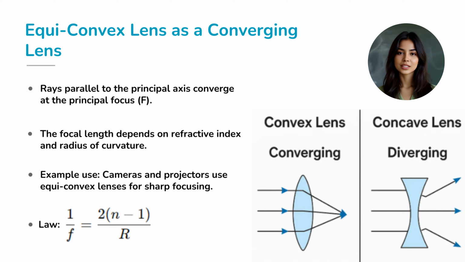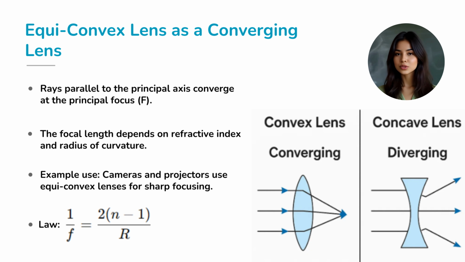Now, what decides exactly where this focus will be? The focal length. And the focal length depends on two things: the refractive index of the material and the radius of curvature of the surfaces. In other words, the material of the lens and how curved its surfaces are. Here's the equation that lens makers love: 1 by f equals 2 times (n minus 1) by R. This tells us that the sharper the curvature or the higher the refractive index, the shorter the focal length.